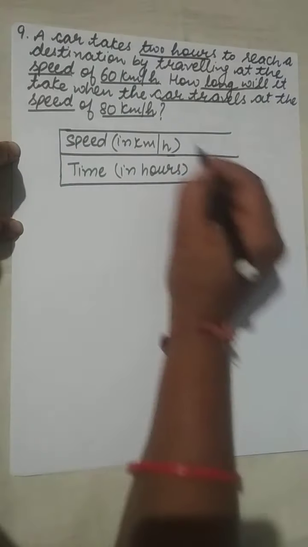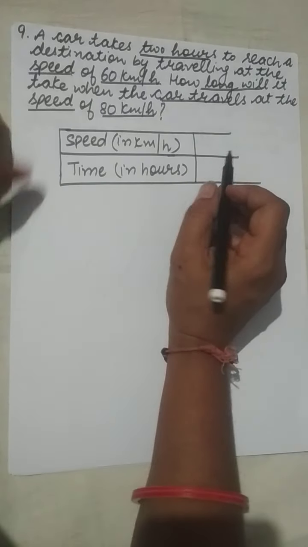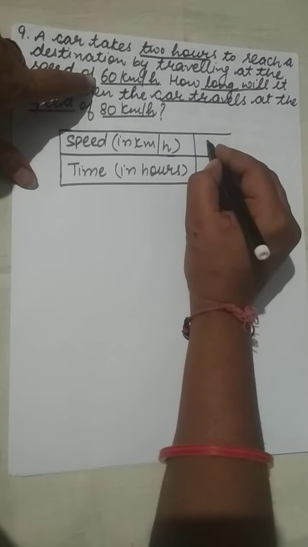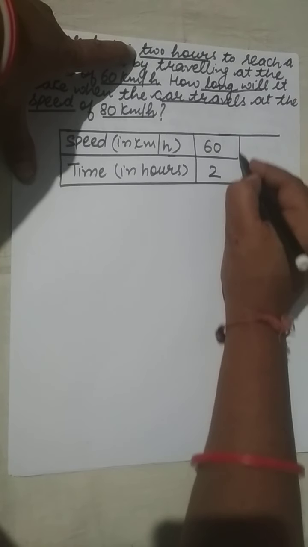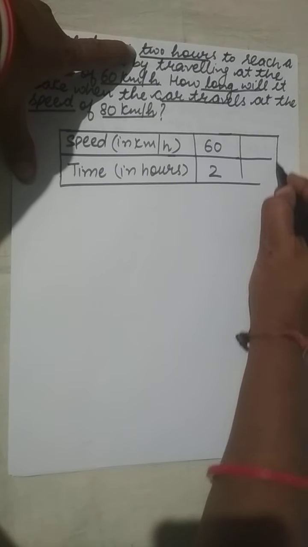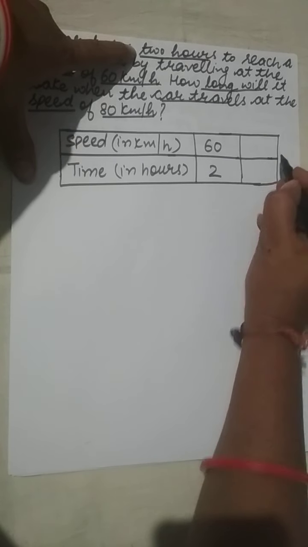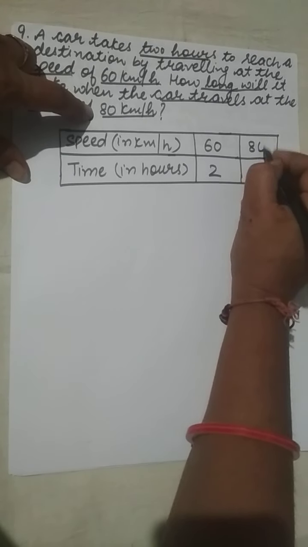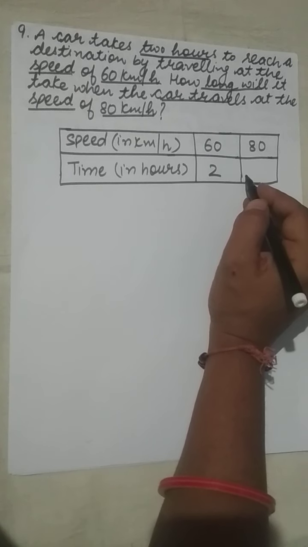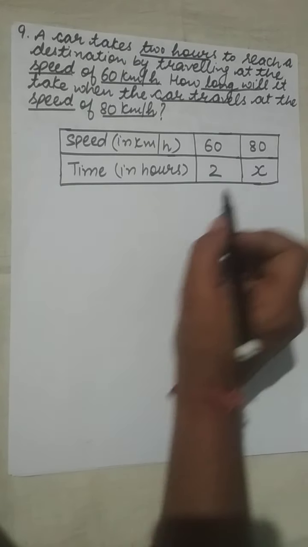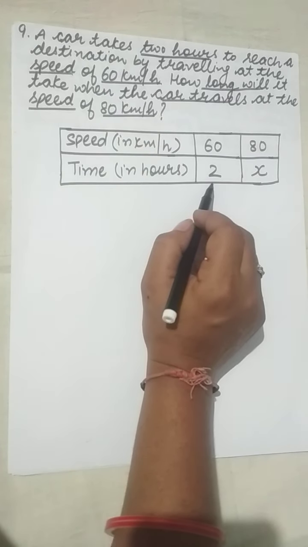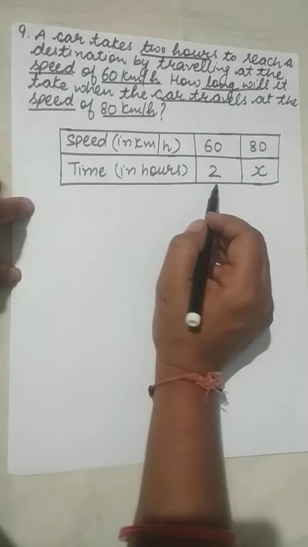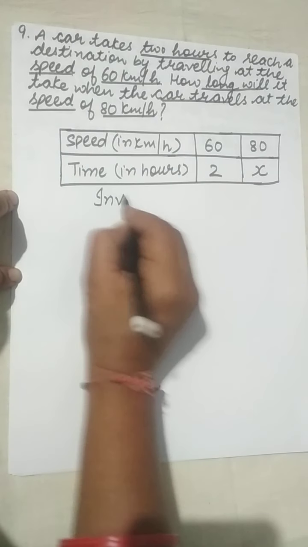So, as it is given in the question, if the speed is 60 km per hour, it is taking 2 hours. Now, if the speed of the car is 80 km per hour, then how long will it take to cover the same distance? Now, I will take it as x. As we know, as the speed increases, the time taken will decrease. So it is inverse proportion.